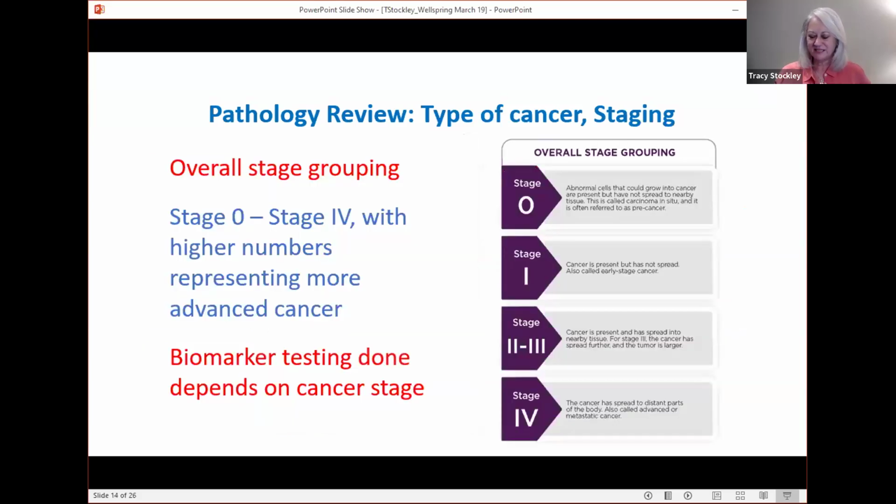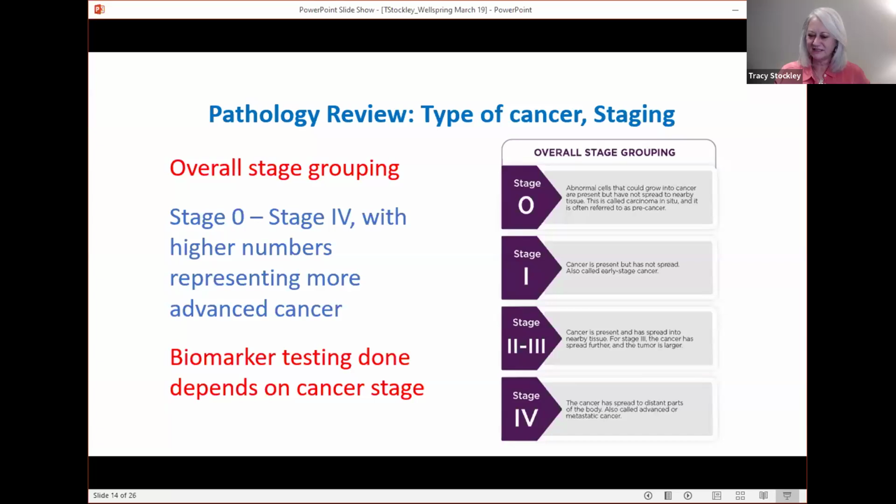And really what that staging system that you'll see in your pathology report is trying to do is group you into one of these stages of cancer that you're probably very familiar with. So going from stage 0 to stage 4, with stage 4 being the most advanced. And the really important part about this that relates to biomarker testing is that the testing you get will very much depend on the cancer stage that you are at. The testing if you were stage 3 colon cancer is very different than you would get if you were stage 0. I think it's just important to keep that in mind too.